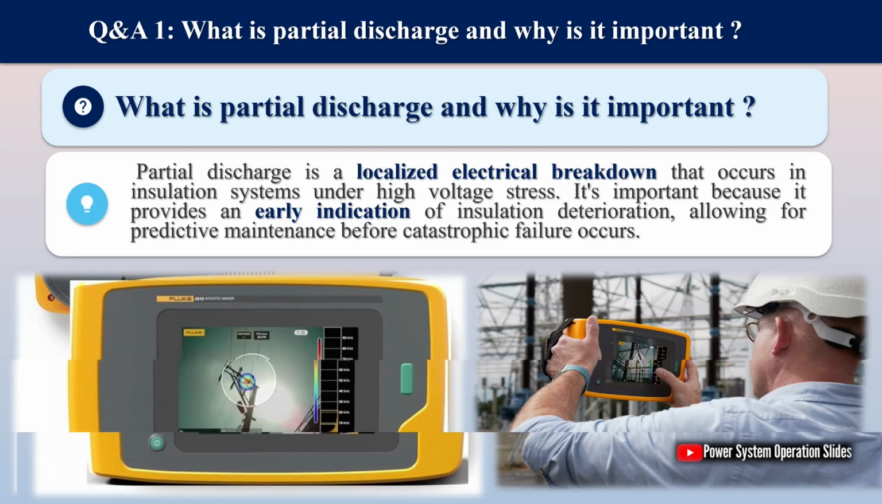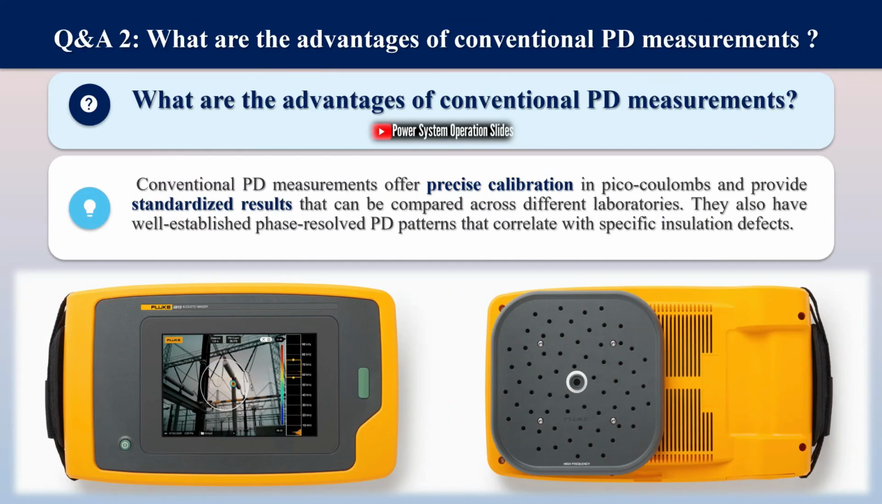Two main categories of acoustic location systems exist: all acoustic systems that use only ultrasonic transducers to detect and locate PD sources without requiring voltage or current readings, and acoustic systems with an electrical PD trigger that pair acoustic sensors with electrical detection devices to provide a time reference for the PD event.